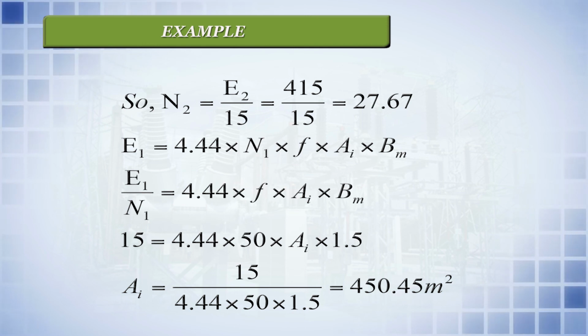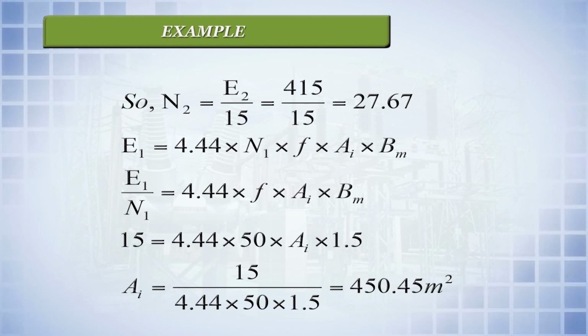You can also write the equation of the induced EMF at primary side, that is E1 is equal to 4.44 N1 f Ai multiplied by Bm. So this E1 upon N1 can be written as 4.44 f Ai into Bm. Just put the values of all the parameters that are given. This E1 upon N1 is the EMF per turn, so this value is already given, that is 15, and f is equal to 50 Hertz, and you have to calculate Ai, and Bm is also given, that is 1.5. So this net area Ai can be written as 15 upon 4.44 multiplied by 50 multiplied by 1.5.